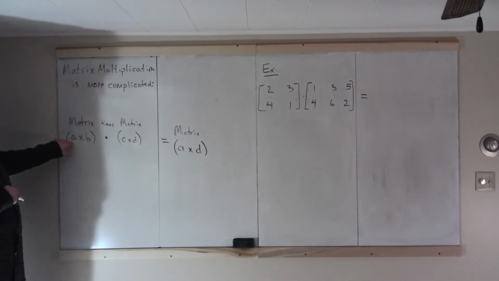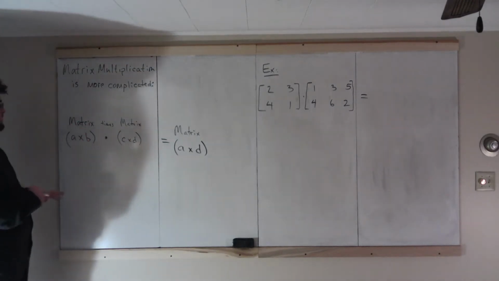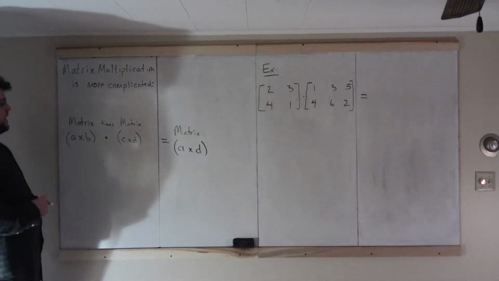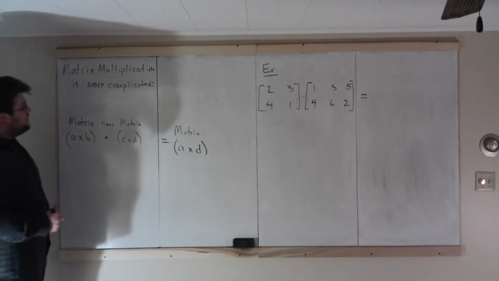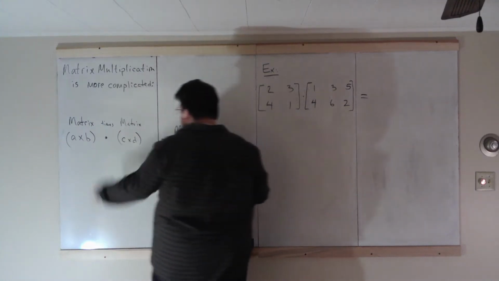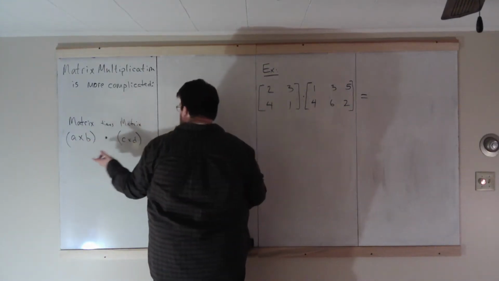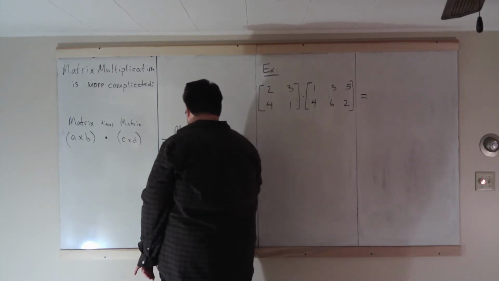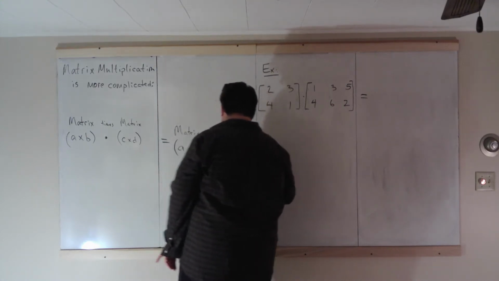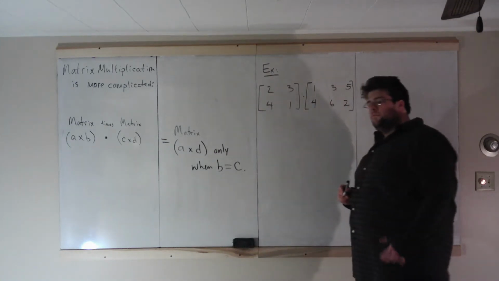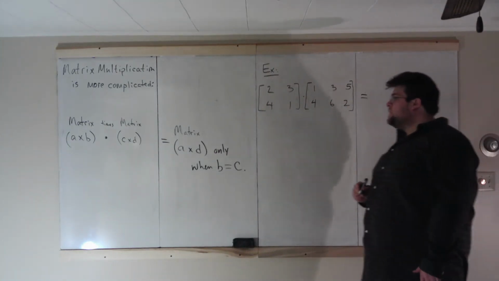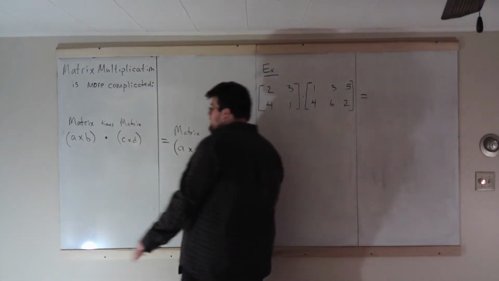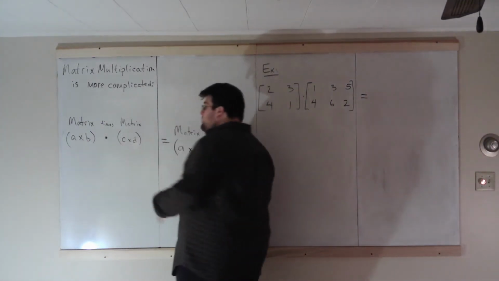The first row, the last column. So you can sort of see it as crushing the B and C away. But it doesn't always equal an A by D matrix. It equals an A by D matrix only when B equals C. So if you want to know whether matrix multiplication is defined, you need to count rows and columns for both of them and see if the columns in the first equal the rows in the second.